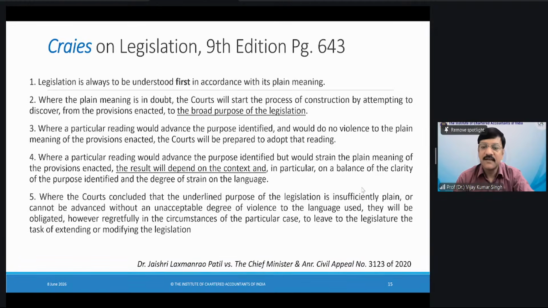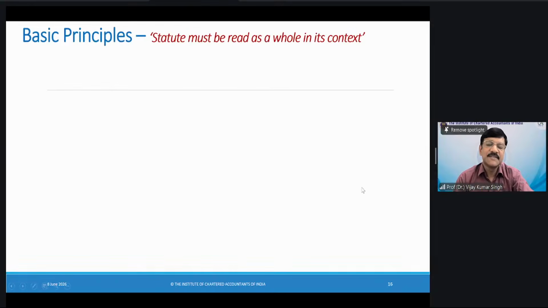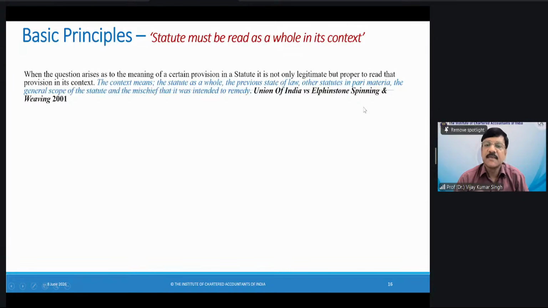Now, let us look at the basic principle, the second one, which talks about how a statute must be read as a whole in its context. So what does this mean? It is saying basically that you don't pick up the statutes separately.